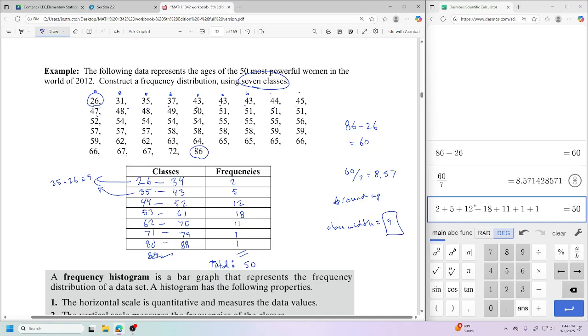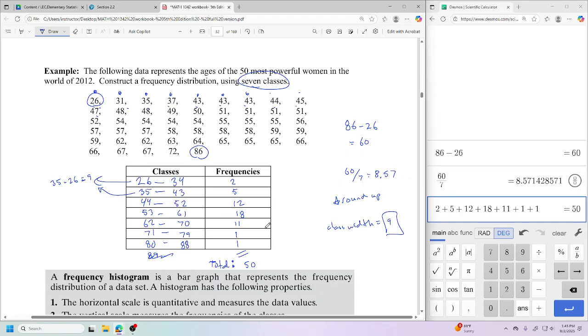So there's a lot going into it, right? You have to kind of see where we're starting and the class width, and then you have to count with your fingers or whatever you need to do. There's a lot of little pieces to make it work. But it will eventually work. Is that okay? Yeah?